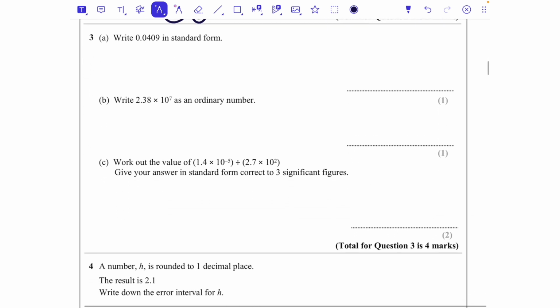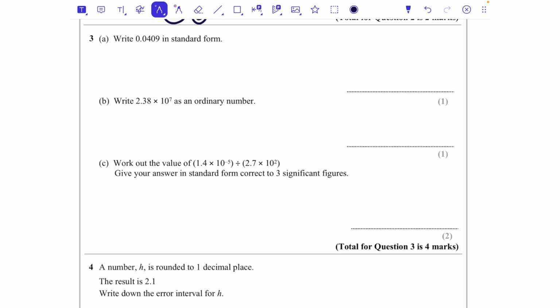Okay, question number 3. Write 0.0409 in standard form. Standard form is writing a number as a number between 1 and 10 times 10 to the power of something. So I need these digits, so 4.09. Always for standard form, we're putting times 10 to the power of something.